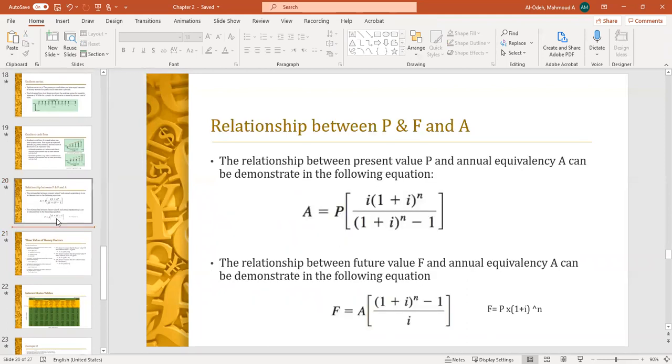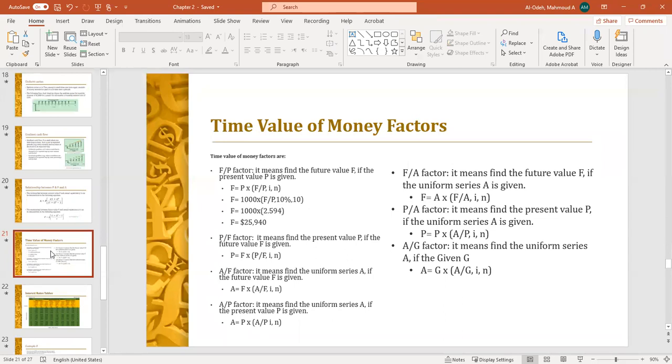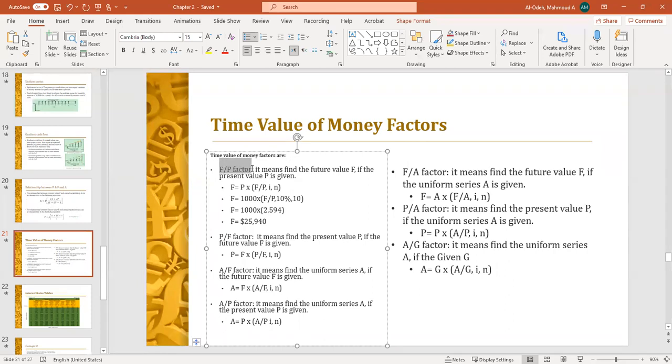I'm going to move on from this relationship and equations to the most important topic for this video, which is the time value of money factors. We have several factors. One is the F over P factor, which means find the future value if the present value is given. What does that mean? Some people will make a mistake and say, where I get F, I should divide it by P. No, this is a notation. This is a parameter. It's F over P, and that means find the future value if P is given.